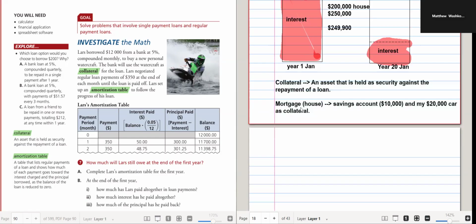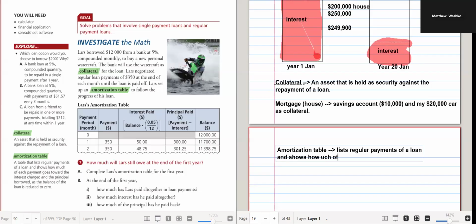The final term here is an amortization table. What is this? This lists regular payments of a loan and shows how much of each payment goes towards the interest charged and the principal borrowed as the balance of the loan is reduced to 0.